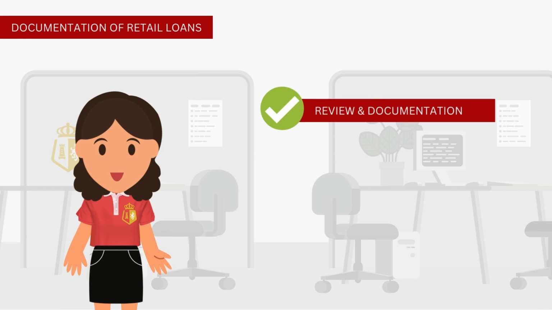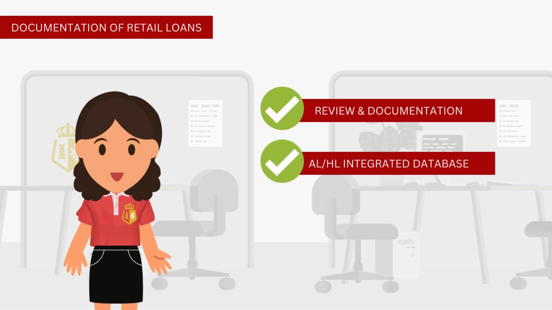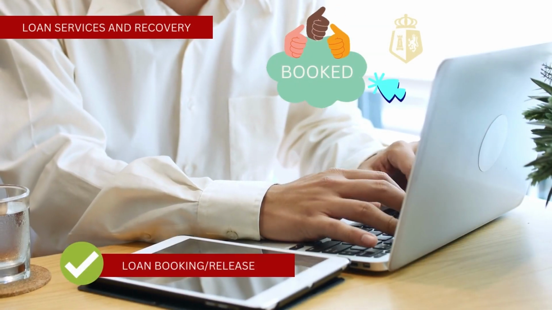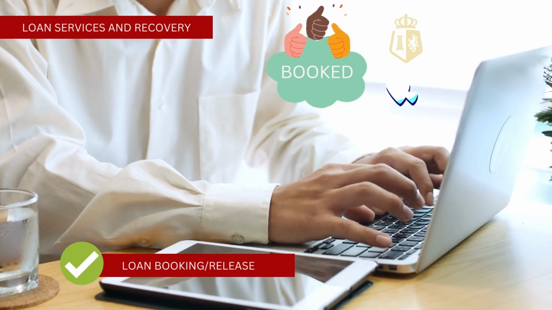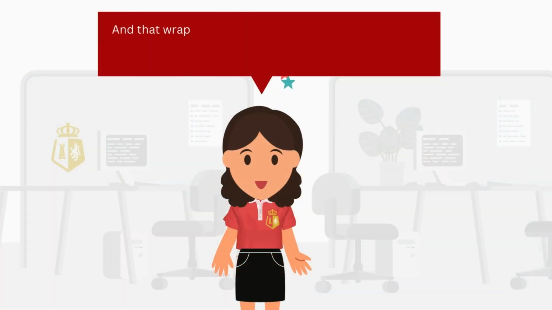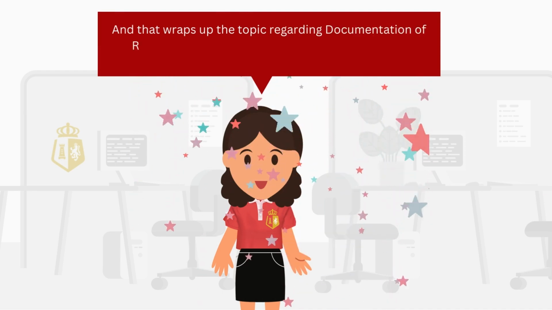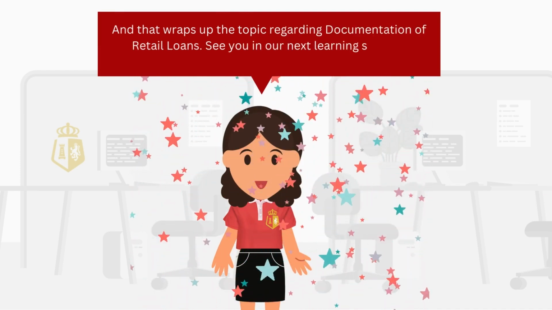Once SSU is done with documentation and review, they will now encode the account to auto loan or housing integrated database. After encoding, it will now be transmitted to our LSR partners to process and facilitate the loan booking. And that wraps up the topic regarding documentation of retail loans.